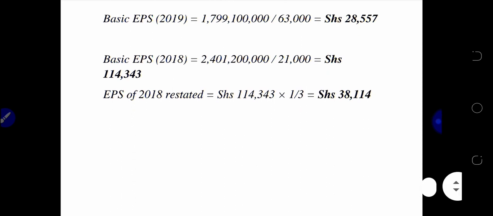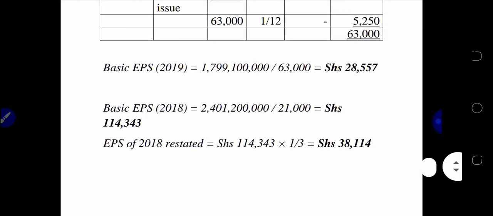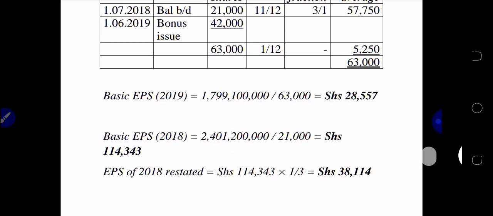114,343. However, because there was a bonus issue of shares, that basic EPS comparative has to be restated, and the EPS of 2018 restated is shown below. So you get that EPS of 2018 times the number of shares before the bonus issue over the number of shares after the bonus issue. So our bonus fraction will be 1 over 3. So you just need to restate this, then you come up with your EPS of 2018 restated.